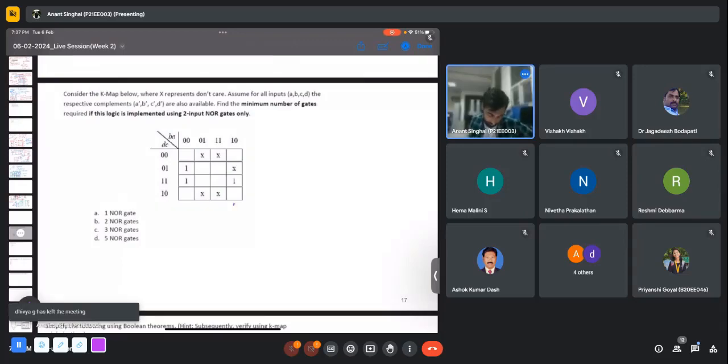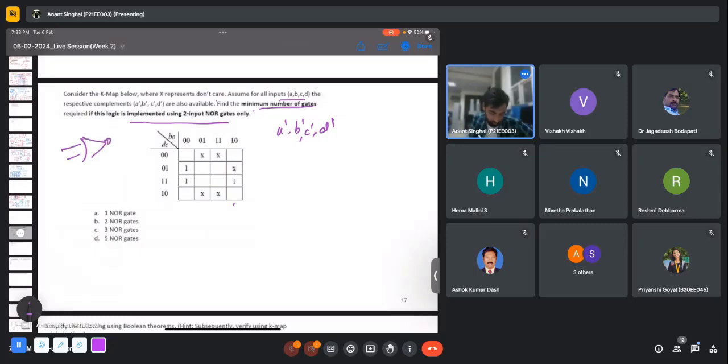I've been given a K map in which X represents don't care. Assume inputs are A, B, C, D, and also A complement, B complement, C complement are available. We need to find the number of gates if the logic is implemented using two input NOR gates. NOR gate is basically X, Y, and it is X plus Y whole complement, or X complement dot Y complement. So, what are the number of quads or pairs you are getting in this?